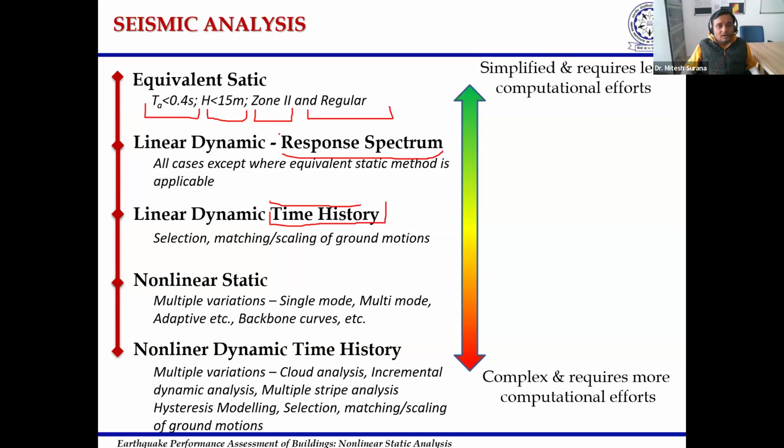and by different types of combination techniques, for example, square root of sum of squares, or complete quadratic combination, we combine the structural response of interest. It can be stress, force, or displacement, to obtain the structural response. In what cases can we apply this linear dynamic response spectrum analysis?